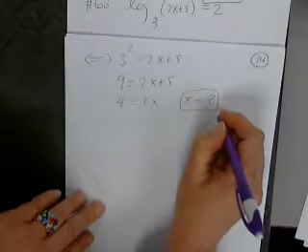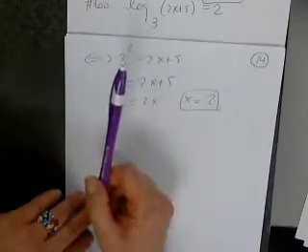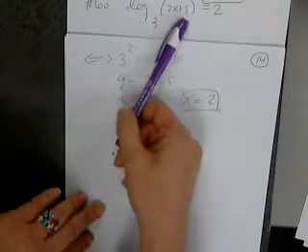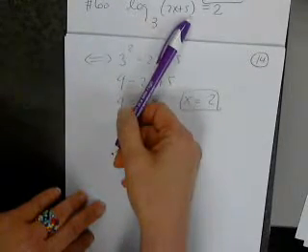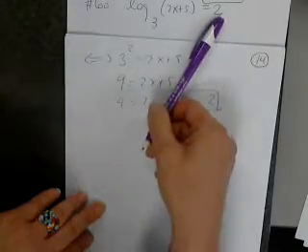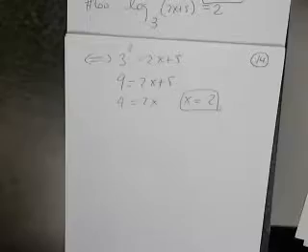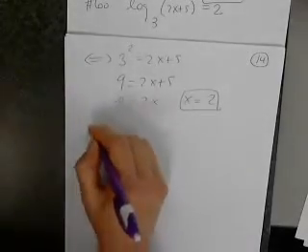When we solve logarithmic equations, we should always go back and check. It's part of the problem. So 2 times 2 is 4. 4 plus 5 is 9. Is 3 squared 9? Yes. Good. One more here. 62.